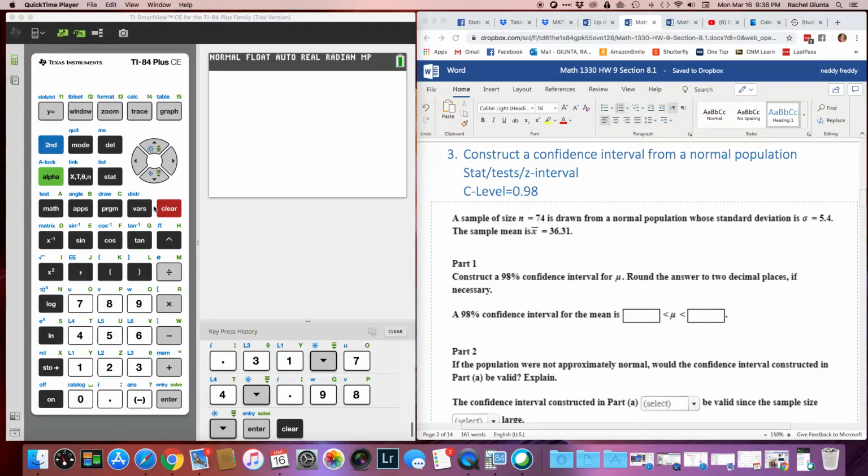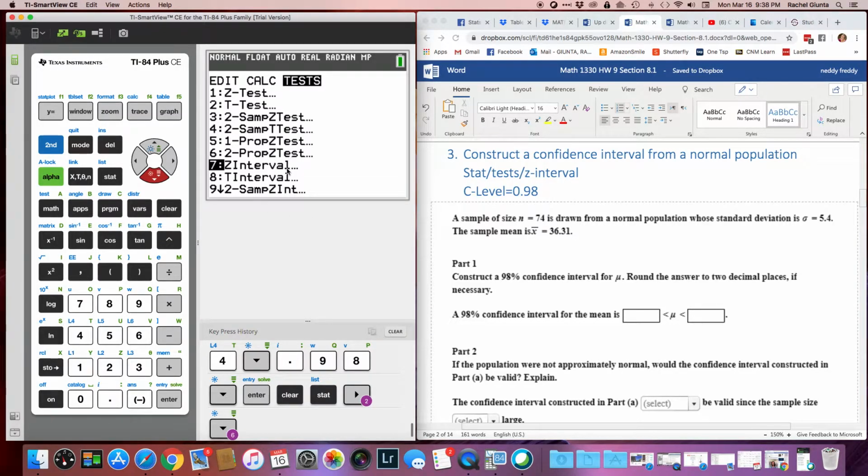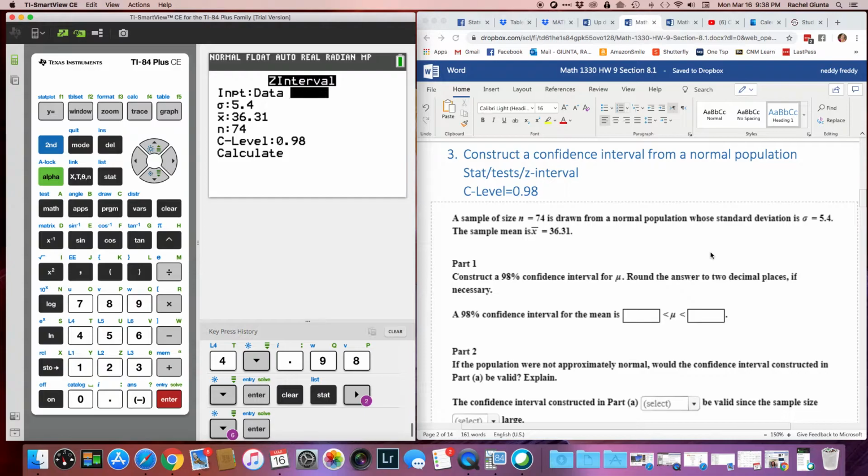the same steps. So we're going to use the stat button again. And now we're going to arrow over to tests. And we're going to go down to number 7, which is z-interval. And that is the function that you're going to be using all through section 8.1.